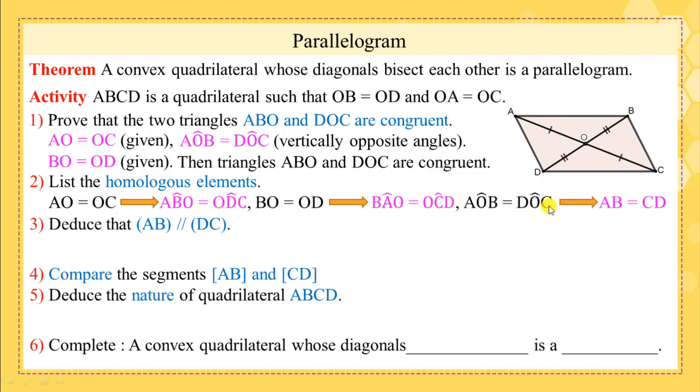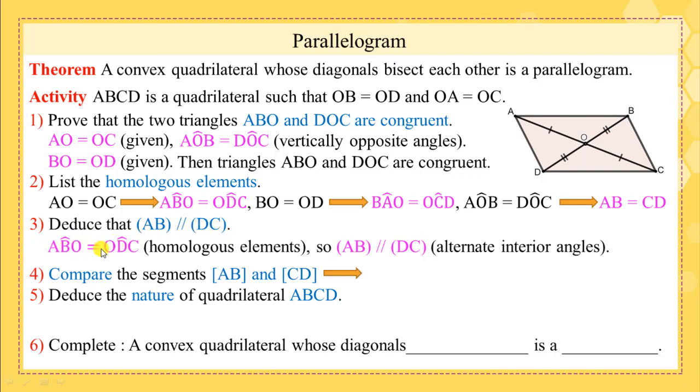AOB equals DOC, so the sides facing these angles are equal. AB equals CD. Part 3. Deduce that AB is parallel to DC. ABO equals ODC from homologous elements, so AB is parallel to DC by alternate interior angles. Part 4. Compare the segments AB and CD. AB equals CD by homologous elements.